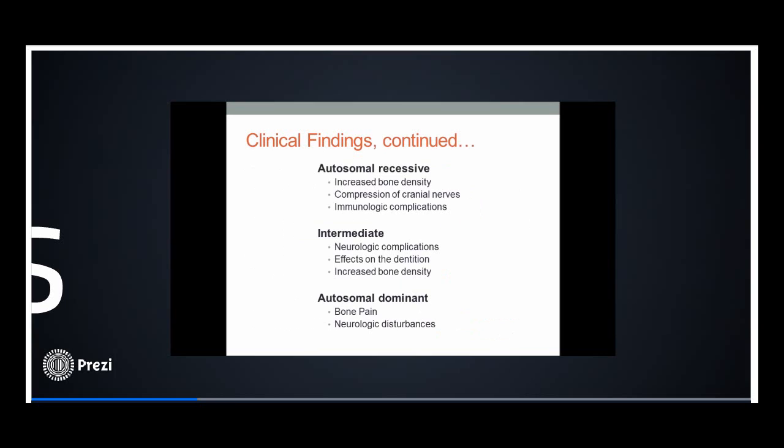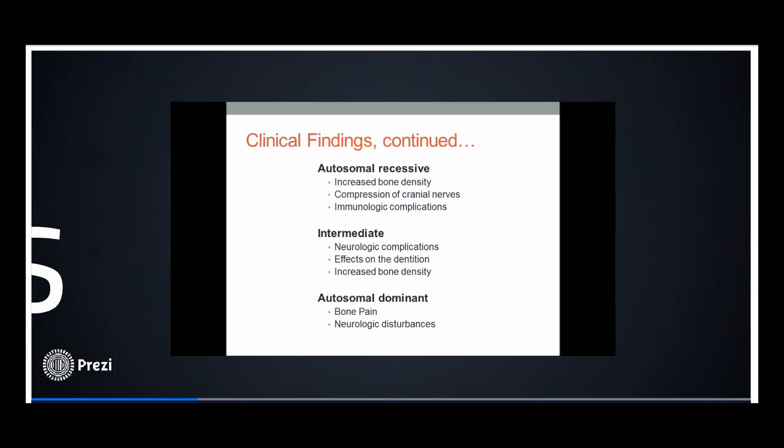In the autosomal recessive form of osteopetrosis, increased bone density due to lack of osteoclast function can cause obliteration of bone marrow, compression and paralysis of cranial nerves, and difficulty fighting infections such as pneumonia. Prognosis for these patients is poor, and most do not survive the first decade of life.